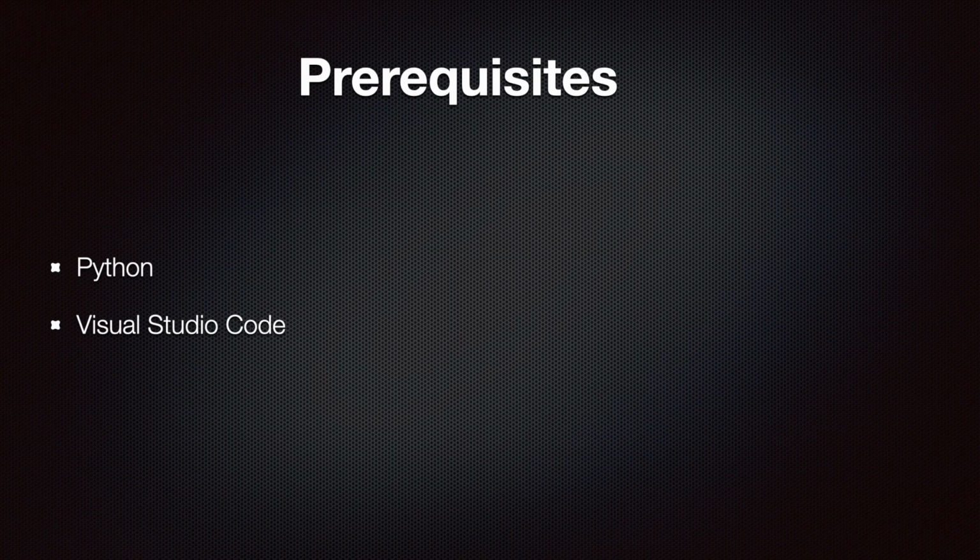Okay. So if you want to follow these tutorials, we have some prerequisites. We need you to have Python and Visual Studio Code installed in your system. And if you don't know how to install them, there's a tutorial for installing Python and Visual Studio Code in the description of this video. Please follow the instructions and have them installed in your system.